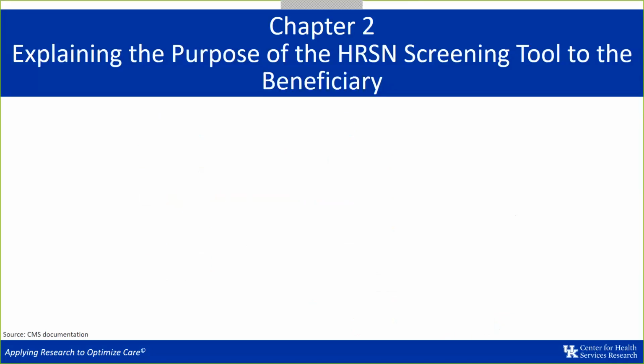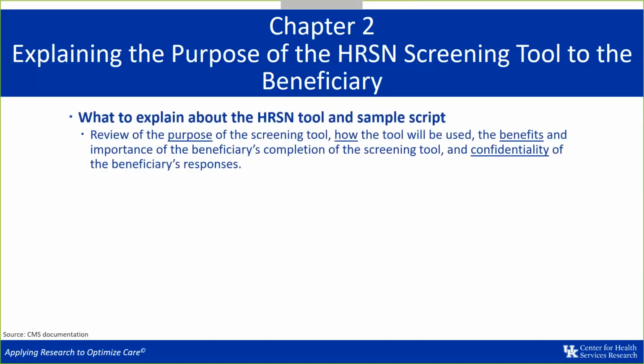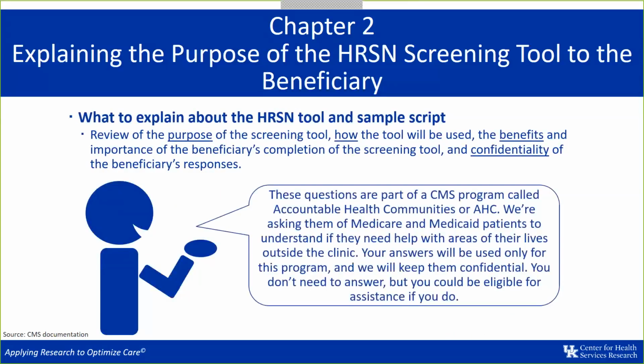So what do you do when a beneficiary asks what the screening tool is for? It's important to review the purpose of the tool, how it will be used, the benefits of their completion, and the confidentiality of their responses. For example, you could say something like, these questions are part of a CMS program called Accountable Health Communities, or AHC. We're asking them of Medicare and Medicaid patients to understand if they need help with areas of their lives outside the clinic. Your answers will be used only for this program and will keep them confidential. You don't need to answer, but you could be eligible for assistance if you do.